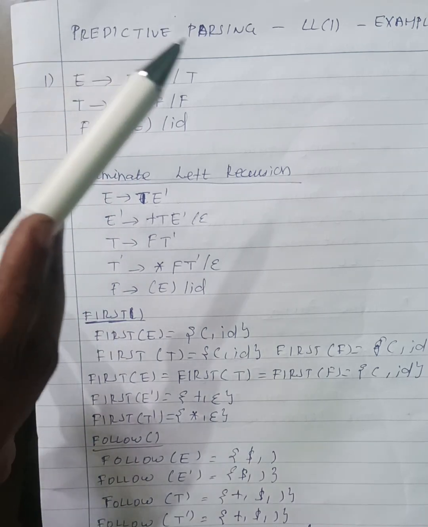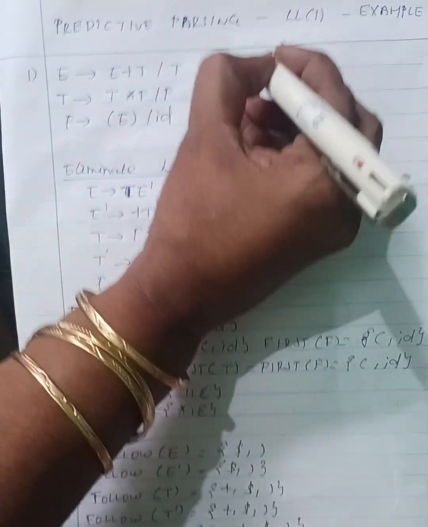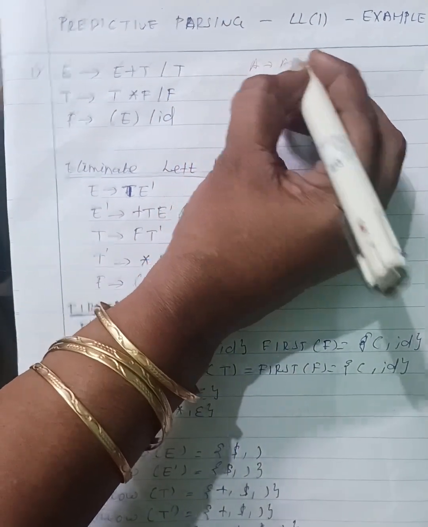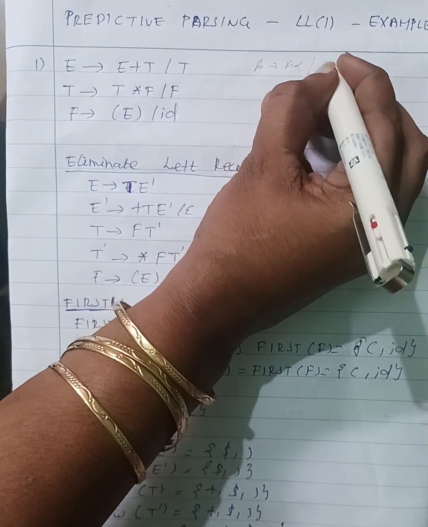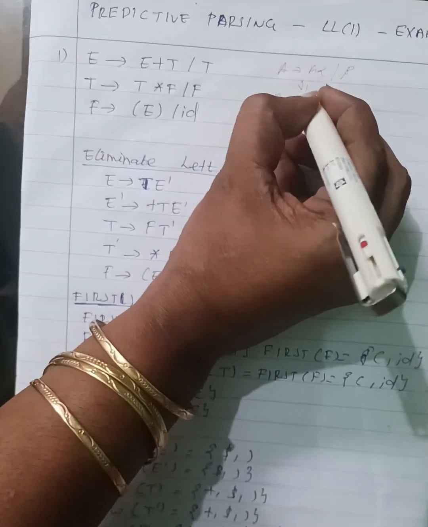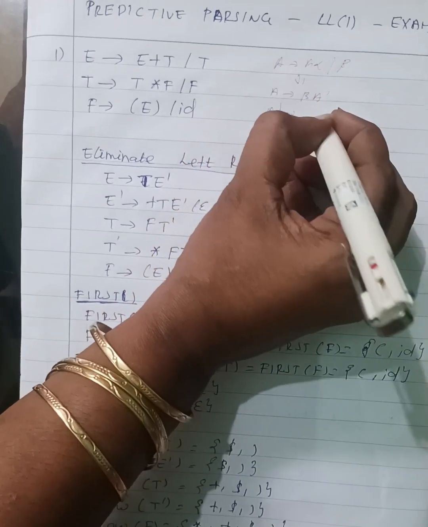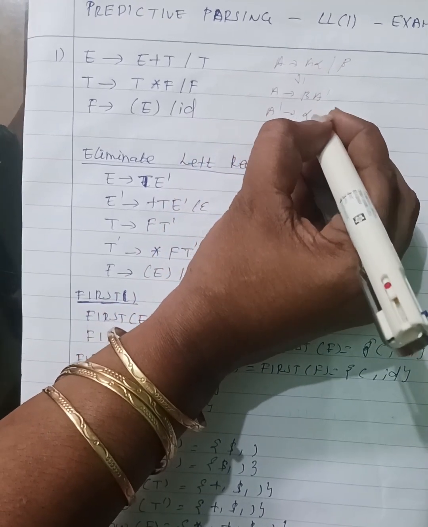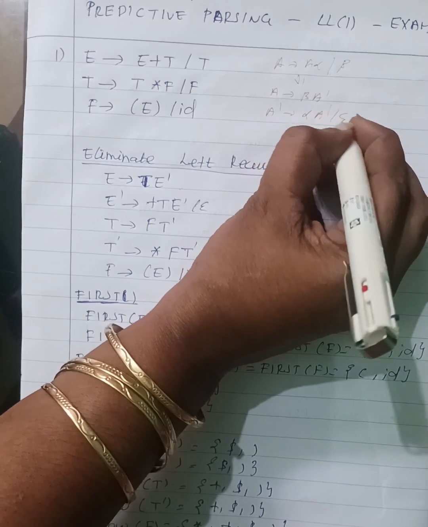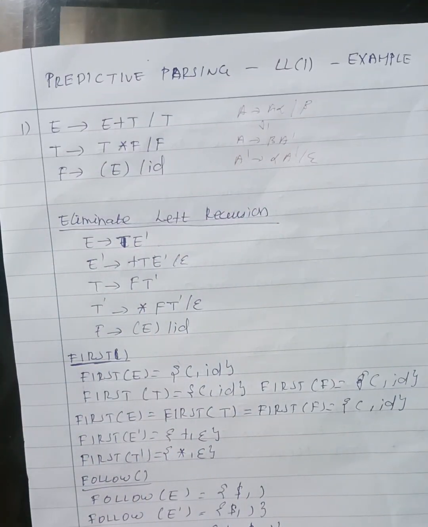We know the rule for eliminating left recursion: A tends to A alpha or beta. So how are we going to eliminate the left recursion? A tends to beta A dash, and A dash tends to alpha A dash or epsilon. These are the rules we have to follow for eliminating the left recursion.